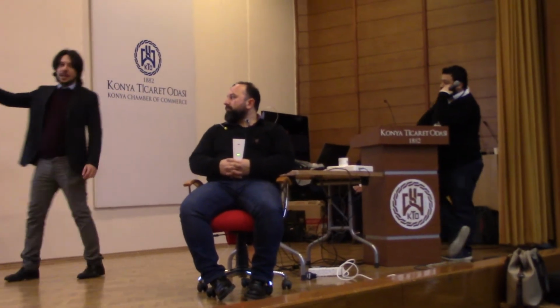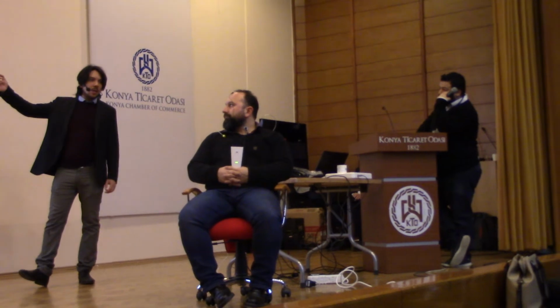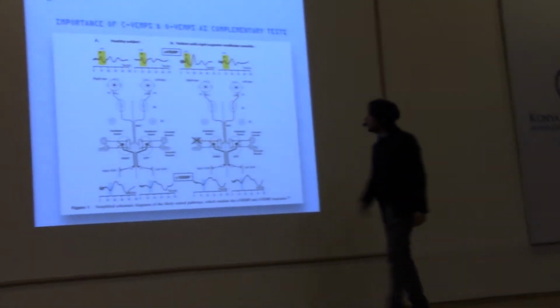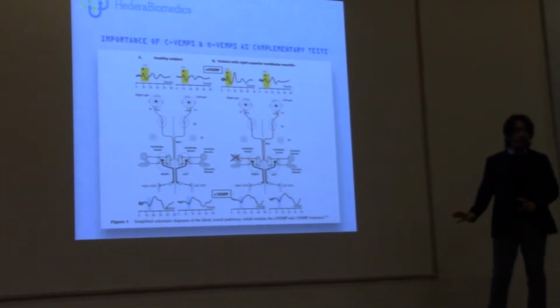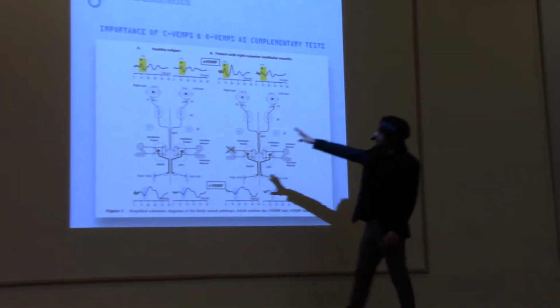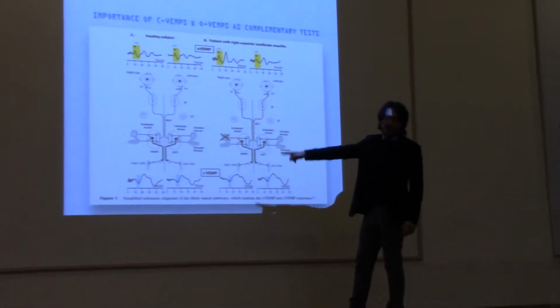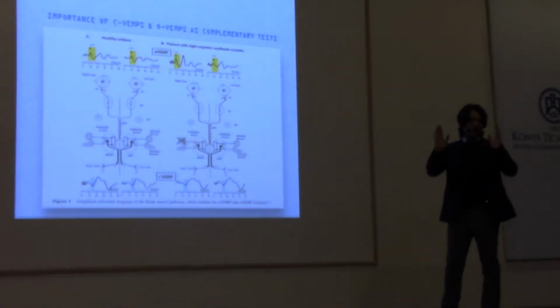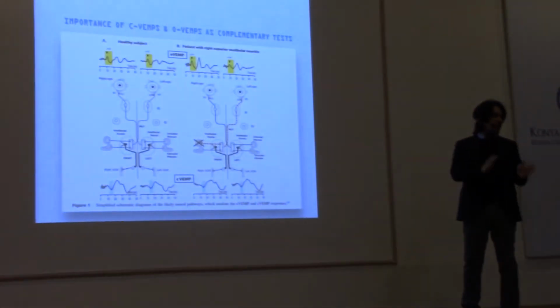You can see a typical example of clinical application. On this side you have a healthy subject. On this side you have a patient with right superior vestibular neuritis. How can you understand it? Healthy subject, you see cervical VEMPs and ocular VEMPs on top. They are perfect, symmetrical, same response on right and left.